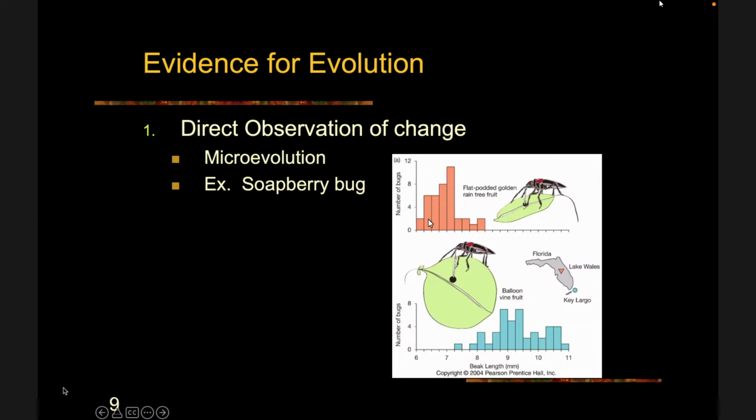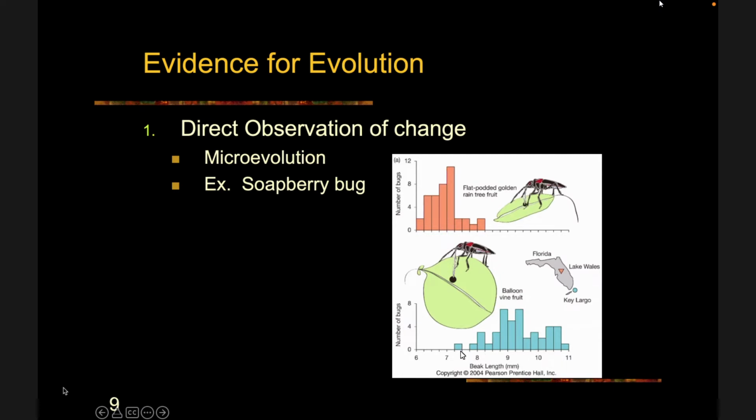Does that make sense? Yes, thank you. Okay, because here with the soapberry bug, we're talking about a change that's happened over about 100 generations of these bugs. So it wasn't instantaneous, but nonetheless, it's the environment, the resource they were feeding on, that gave a selective advantage to those bugs that had shorter beaks.